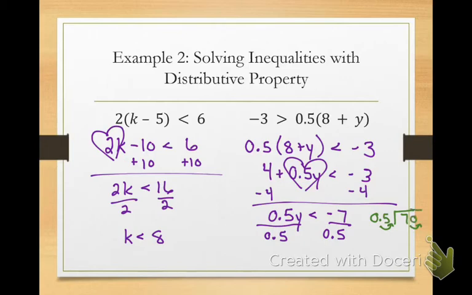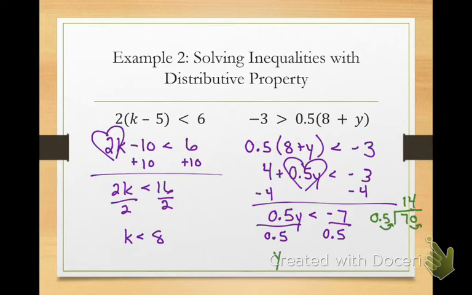5 goes into 70 how many times? Did you get 14? It is -14. Okay, so when you divide something by half, essentially what you're doing is you're doubling it. Why? Now let me ask you this.